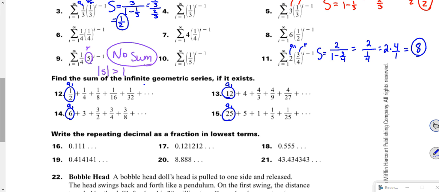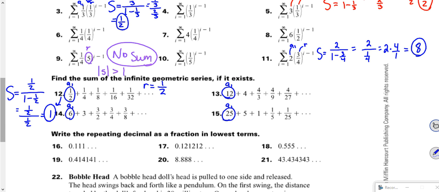So in this one, my R is going to be 1/2. 1/2 times 1/2 is 1/4. 1/4 times 1/2 is 1/8. 1/8 times 1/2 is 1/16, and so on. So then in order to solve it, S equals 1/2 divided by 1 minus 1/2. Well, this is 1/2 divided by 1/2, which is 1.